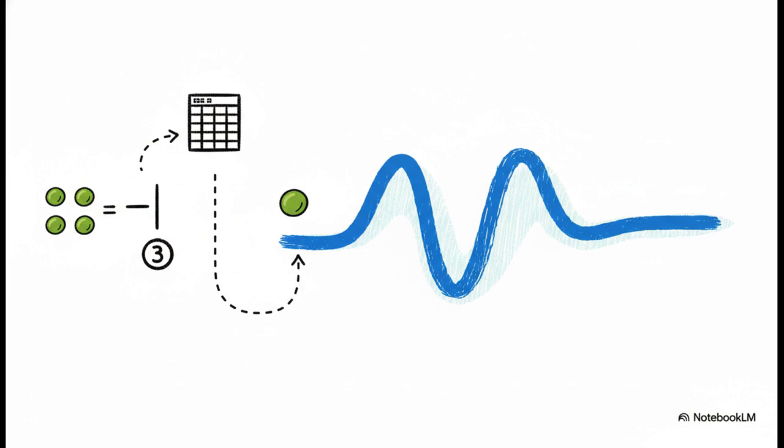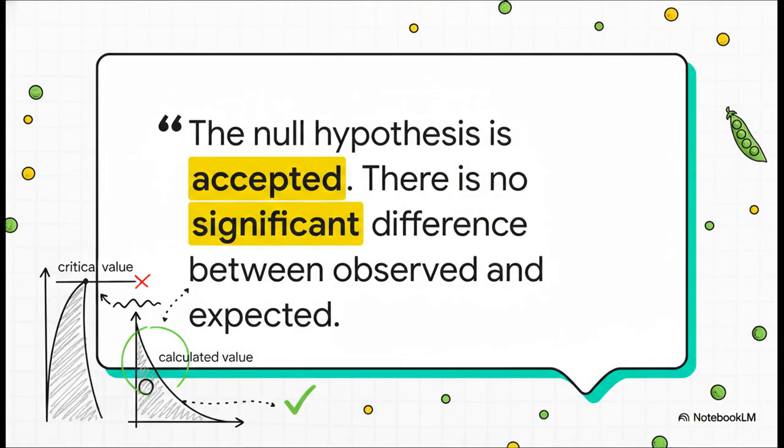And for this test, that gives us a critical value of 7.815. This is the moment of truth. Our calculated value, 0.469, is way smaller than that critical value of 7.815. And the rule is simple. If your number is smaller than the critical value, the difference isn't statistically significant. It's probably just random noise, so we accept the null hypothesis. The verdict is in. Mendel's data is an incredible fit for his theory.